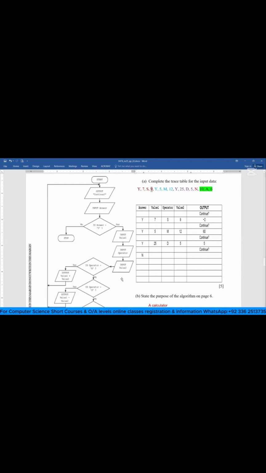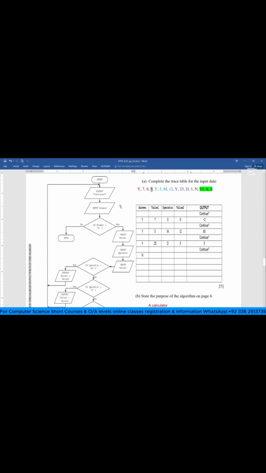So you can see here, it moves here. Is operator equals to a? No, it moves down. Is operator equals to s? Yes. It is outputting value 1 minus value 2, means value 1 is 7, minus value 2 is 9. So 7 minus 9 is minus 2. Be clear, it is minus 2. Then it is moving back to the continue, and you can see continue question mark. Be clear, CONTINUE question mark is supposed to be written completely the way it is written here.